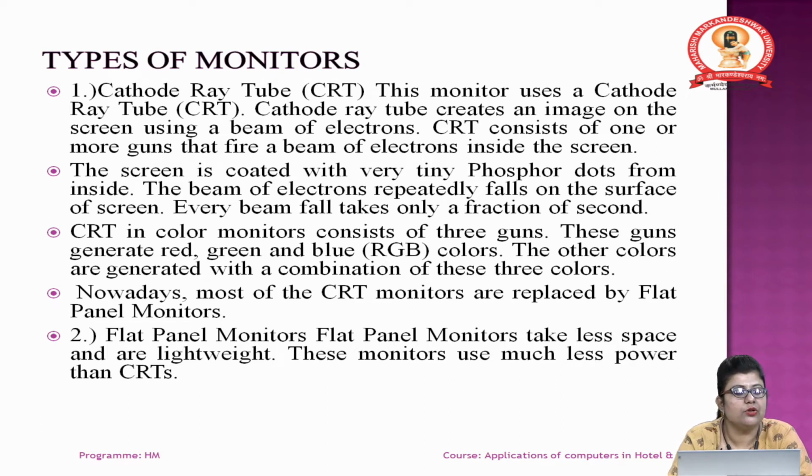CRT consists of one or more guns that fire beams of electrons inside the screen. The screen is coated with very thin phosphor dots from inside. The beam of electrons repeatedly falls on the surface of the screen. Every beam fall takes only a fraction of a second. CRT in color monitors consists of 3 guns. These guns generate red, green, blue colors. The other colors are generated with a combination of these 3 colors.